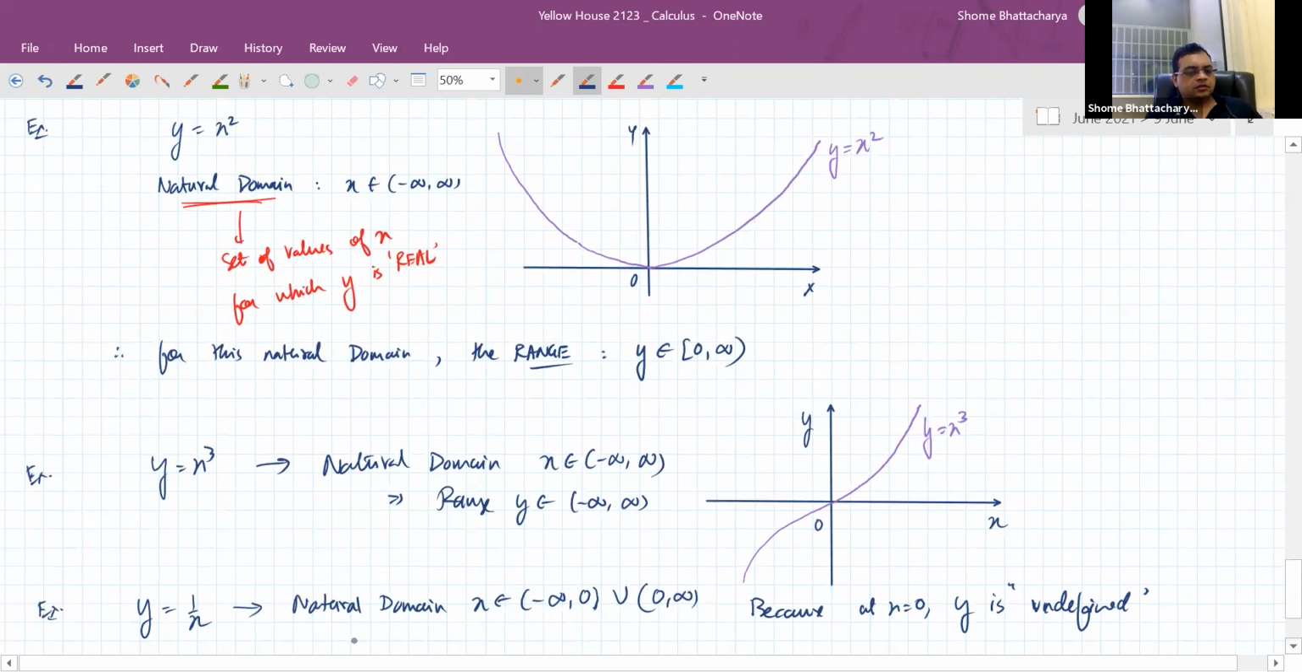Similarly, here the range will become that y again belongs to the same thing. All real numbers other than 0. Because no matter what value of x you take, y will never become exactly equal to 0. As x tends to infinity, y tends to 0. But y is not exactly equal to 0 for any particular value of x. So both the domain and range are actually interestingly same in this question.